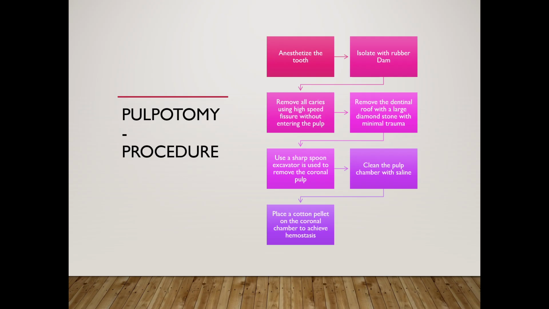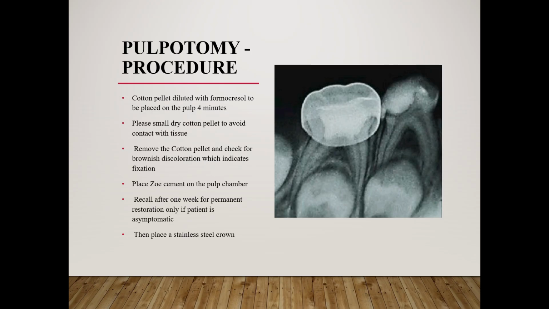Place a small cotton pellet on the coronal pulp chamber to arrest the bleeding. Once the bleeding is arrested, a small cotton pellet diluted with formocresol should be placed on the pulp for 4 minutes, and isolate the area with dry cotton to avoid formocresol contacting the tissue. Once the cotton is removed, you should see brownish discoloration of the pulp, which means there is fixation of the pulp. Then place zinc oxide eugenol cement in the pulp chamber.